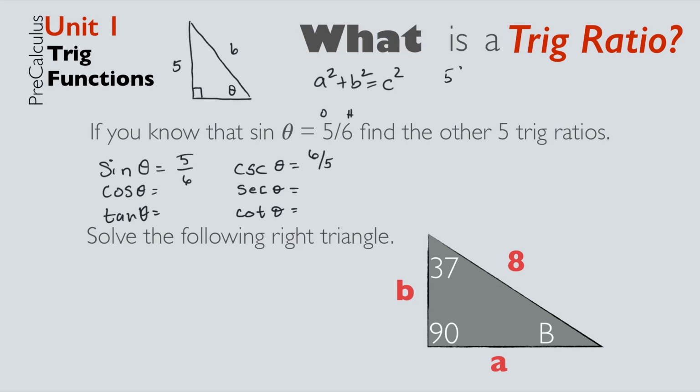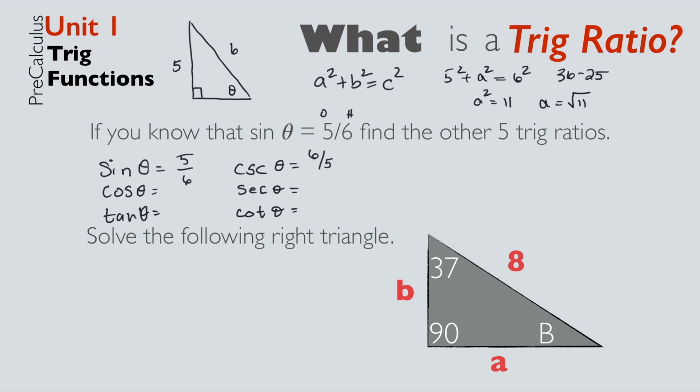So we're going to have 5 squared plus a squared equals c squared. C squared in this case is going to be 6 squared, right? So a squared is going to be equal to 36 minus 25. So a squared is 11. That would make a the square root of 11.